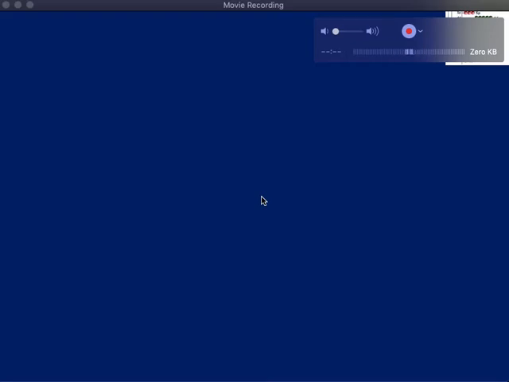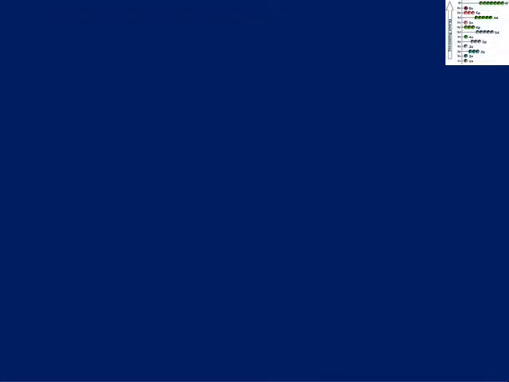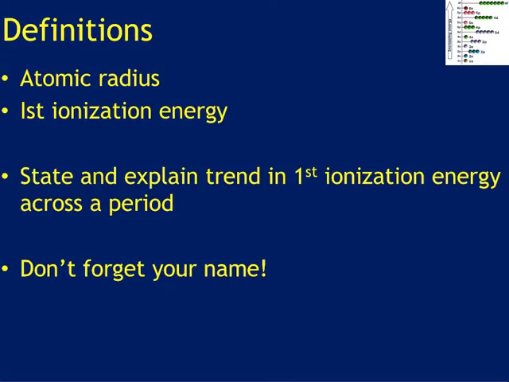Okay, ladies and gents, before we start our lesson today, I've been asking you to make sure that you have been learning your definitions. So I'd like for you to get a piece of paper and write for me a definition of atomic radius, of first ionization energy, and state and explain the trend in first ionization energy across a period. You don't need to put your name on it because you are going to be uploading it to the class notebook homework page for this assignment.